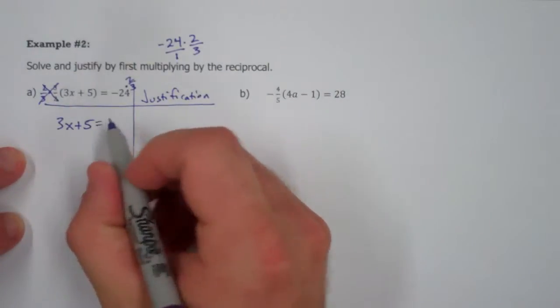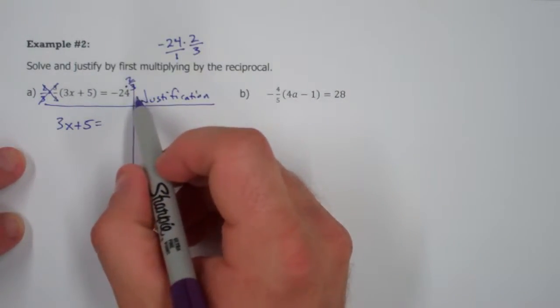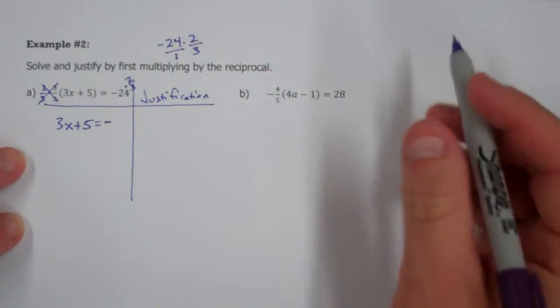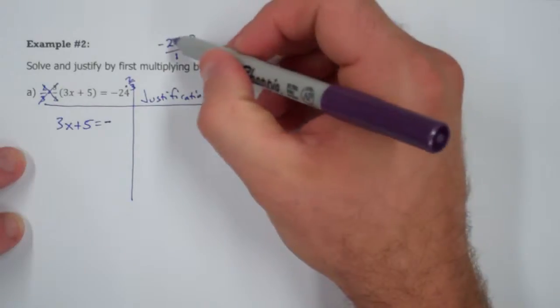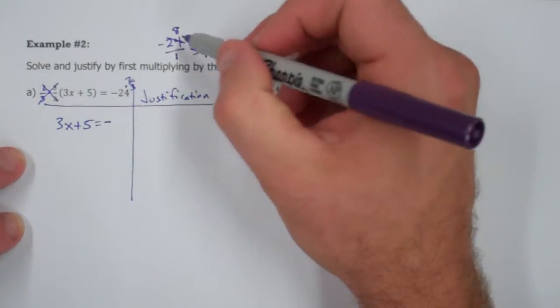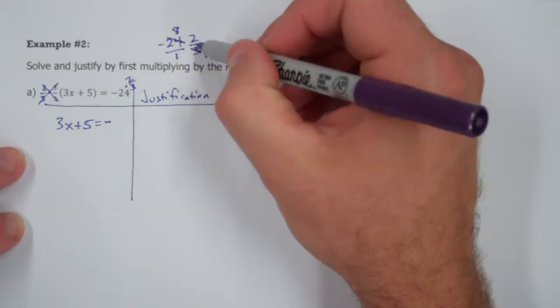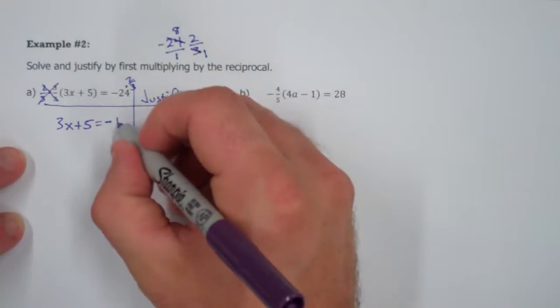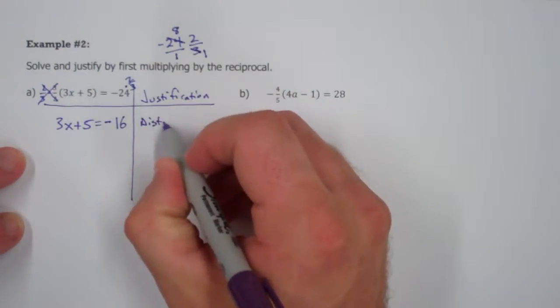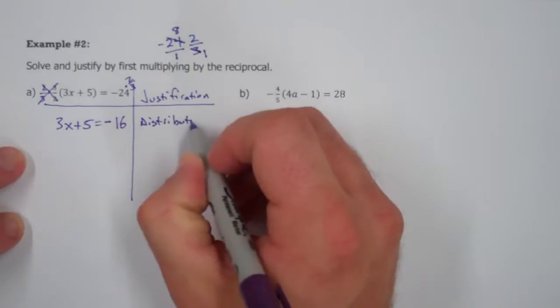The next thing we need to do is this negative 24 times 2/3. It's a negative times a positive, so we know that our answer is going to be negative. We can cross cancel here. 24 over 3 is 8 over 1. Then 8 times 2 is 16 over 1, that's just 16, and we know that our value is negative. Our justification, well, that was just the distributive property.